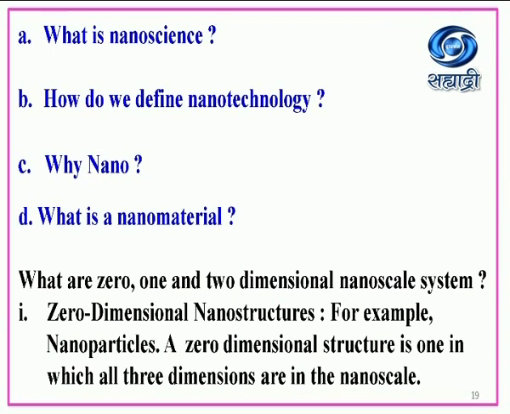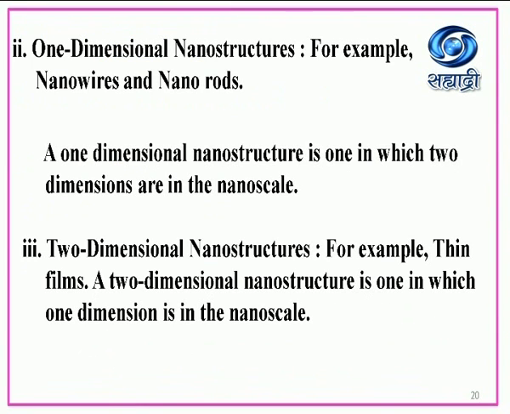What are 0, 1, and 2-dimensional nanoscale systems? Number 1, 0-dimensional nanostructures. For example, nanoparticles. A 0-dimensional structure is one in which all the dimensions are in the nanoscale. Dimensions means a measurable extent of a particular kind such as length, breadth, and width.